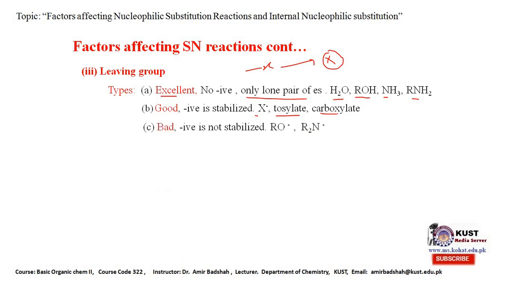And the third one is the bad one. It has a negative charge like the good one, but here the negative charge is not stabilized. For example, if an alkoxy group leaves, then the negative charge will be limited only to the oxygen atom. Similarly, if an amide group leaves as such, then the negative charge will be limited to nitrogen. It will not be stabilized. So such species, when used as a leaving group, will not be good leaving groups. They will be considered bad leaving groups.